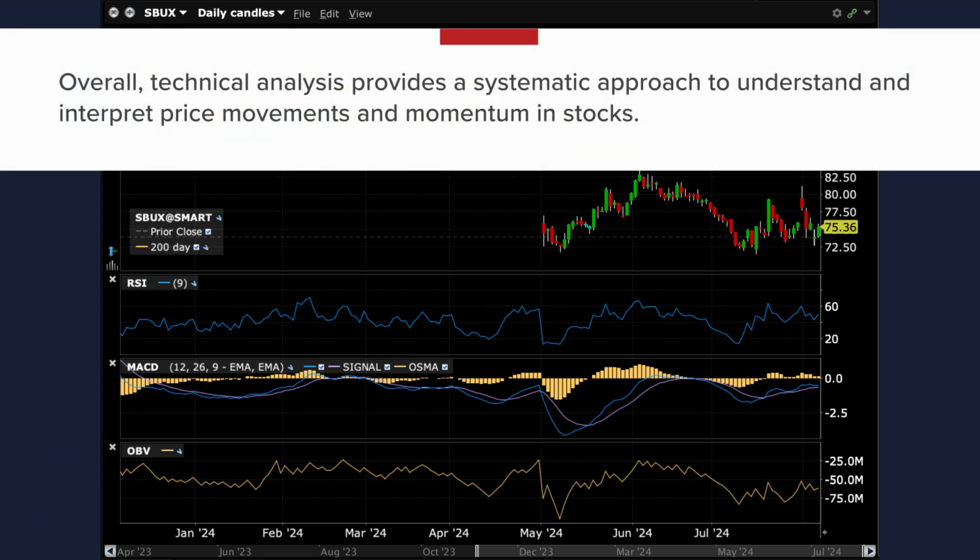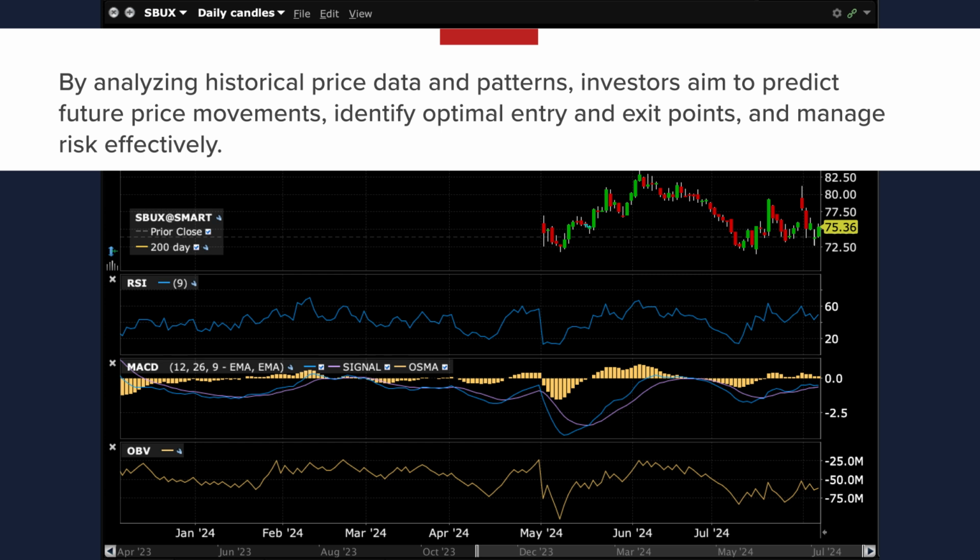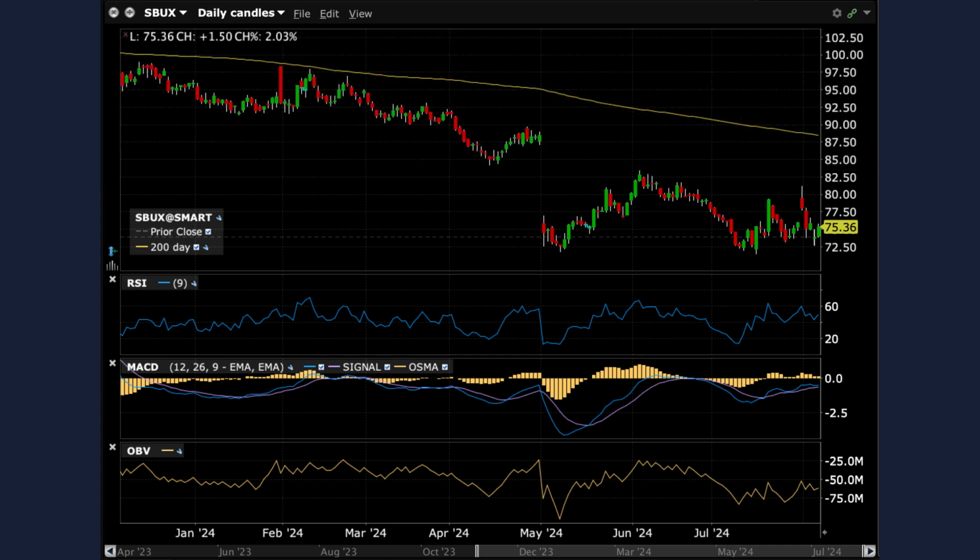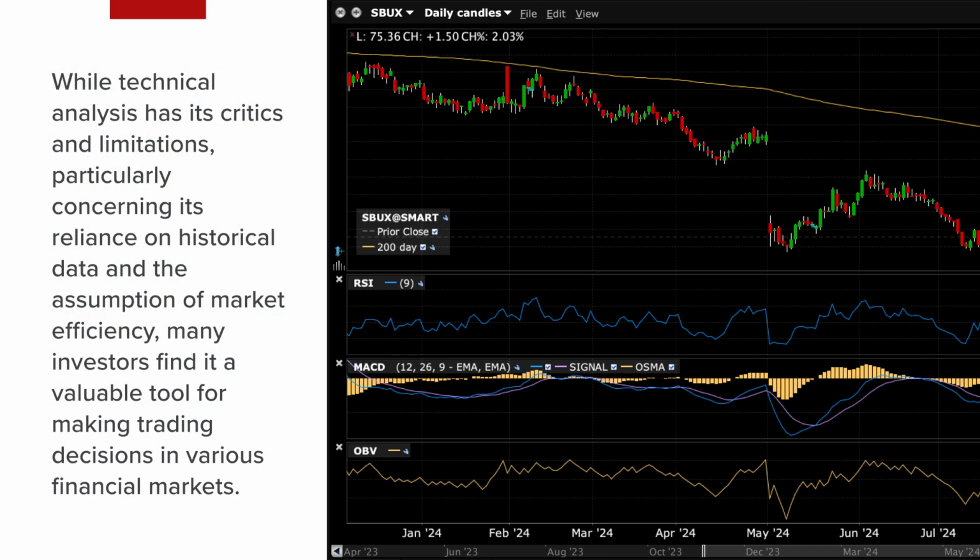Overall, technical analysis provides a systematic approach to understand and interpret price movements and momentum in stocks. By analyzing historical price data and patterns, investors aim to predict future price movements, identify optimal entry and exit points, and manage risk effectively. While technical analysis has its critics and limitations, particularly concerning its reliance on historical data and the assumption of market efficiency, many investors find it a valuable tool for making trading decisions in various financial markets.